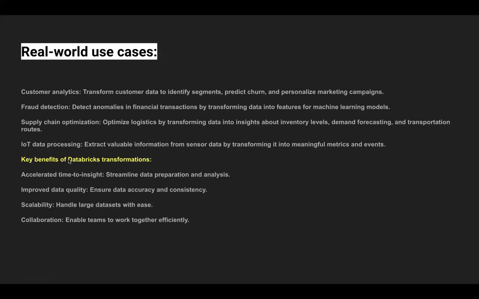Okay. Key benefits of Databricks transformation. Accelerated time to insight, streamlining data preparation and analysis. We can utilize this transformation for streaming data purposes. Improved data quality, ensuring data accuracy and consistency. Scale: you want to handle large data with ease, and we have some scalability options also. Collaboration: enabling teams to work together efficiently. So this is the major point about how Databricks is useful for the transformation of your data. Okay.